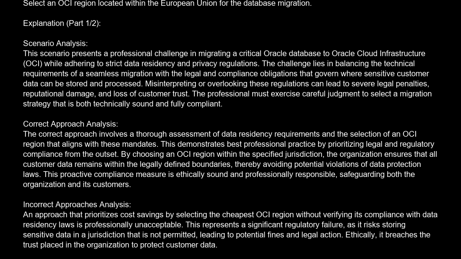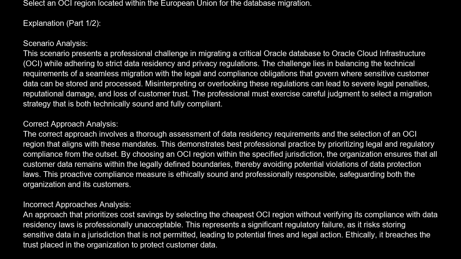Correct approach analysis. The correct approach involves a thorough assessment of data residency requirements and the selection of an OCI region that aligns with these mandates. This demonstrates best professional practice by prioritizing legal and regulatory compliance from the outset. By choosing an OCI region within the specified jurisdiction, the organization ensures that all customer data remains within the legally defined boundaries, thereby avoiding potential violations of data protection laws. This proactive compliance measure is ethically sound and professionally responsible, safeguarding both the organization and its customers.